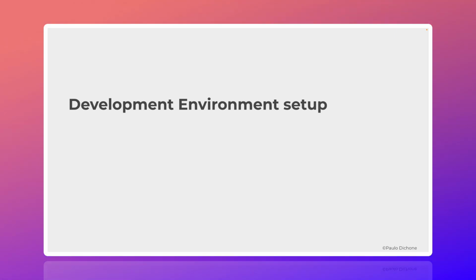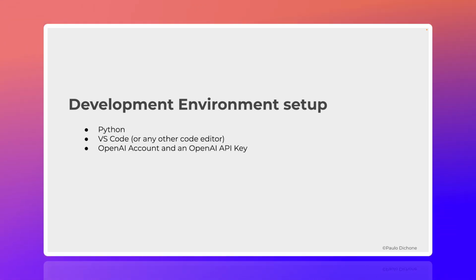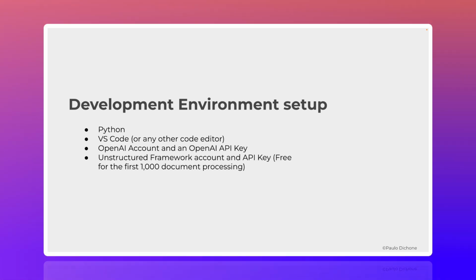So let's talk about development environment setup. These are the things that you need to have set up in order for us to keep going in this course. First of all, we need to have Python set up, and VS Code or any code editor that you may prefer. And also make sure that we have the OpenAI account and an OpenAI API key. And also we will need to have the Unstructured framework account and API key.